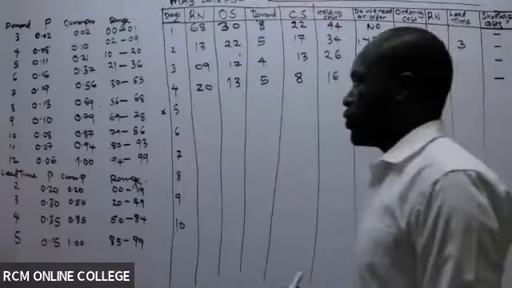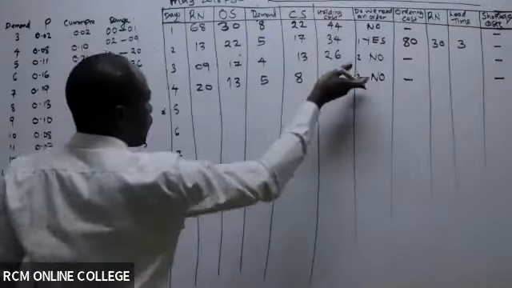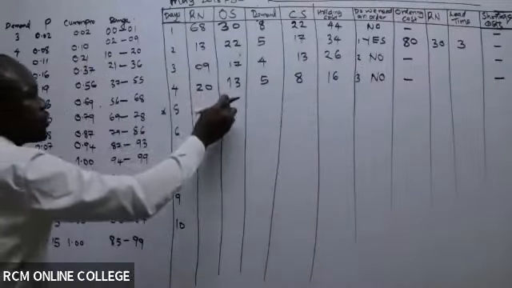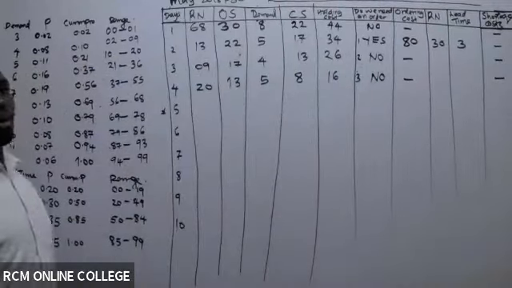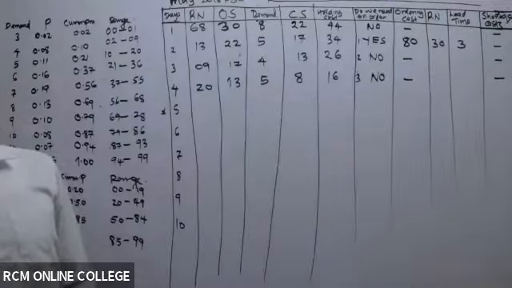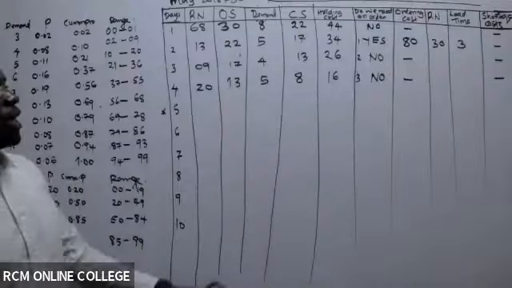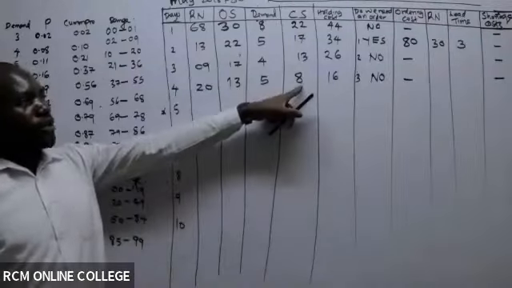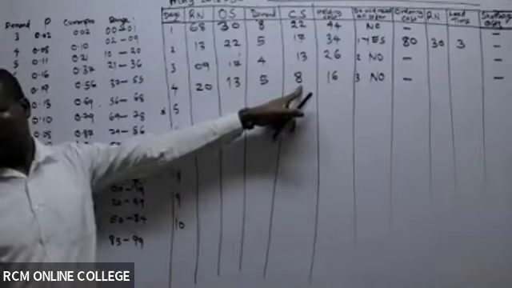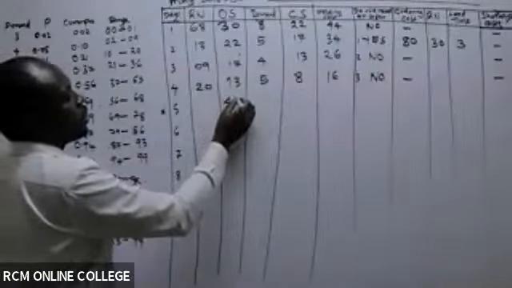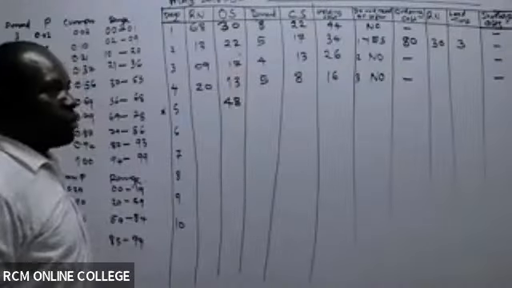The last column. Good. So let's come to day 5. Now that we have received the goods at the end of day 4, what will be our opening stock? We are receiving the 40 units and we closed with 8 units. So the total number is 48. 48 units. That's our opening stock.